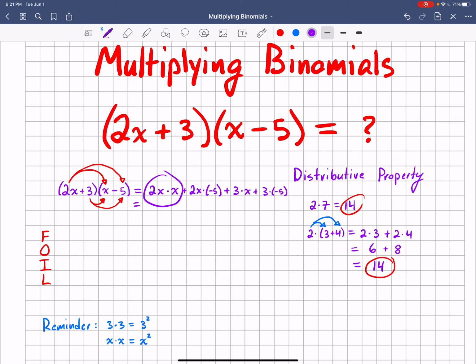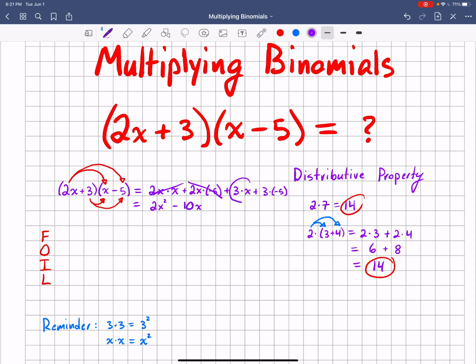So right here, we have 2x times x, which is the same as 2x squared. So we're done with that. Next, we have 2x times negative 5. So positive 2 times negative 5 is going to be negative. Positive times negative is negative. 2 times 5 is 10, but we still have the x. So we have negative 10x.